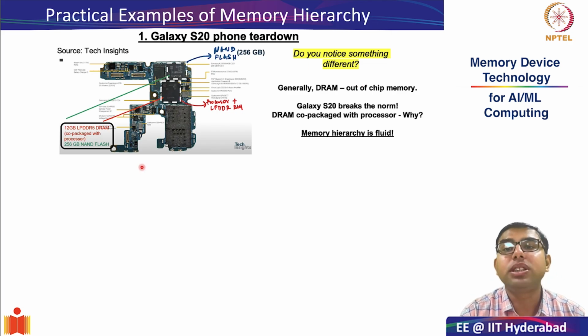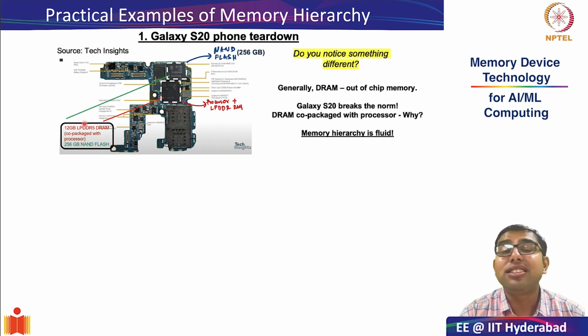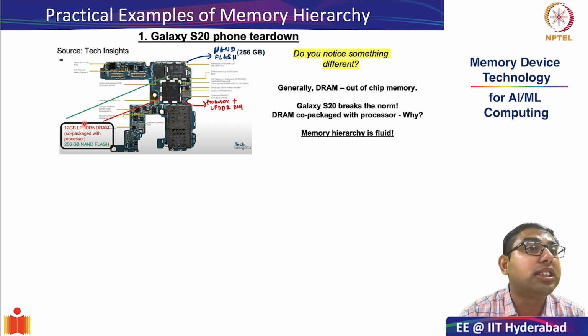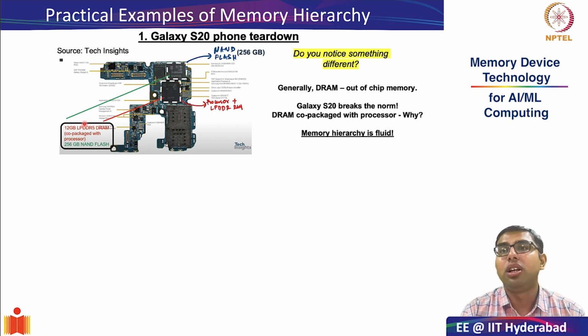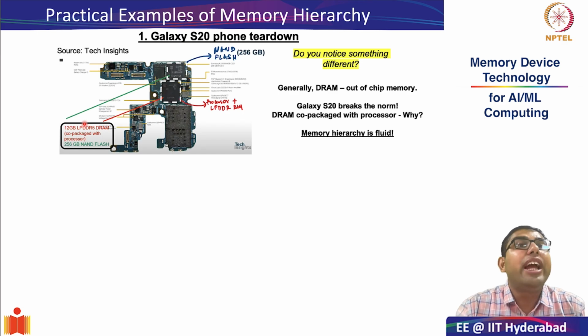However, your Samsung Galaxy S20 breaks this paradigm by co-packaging your main memory, which is your DRAM, with the processor. And how is it done? This is done through this very interesting concept of heterogeneous integration. When we look closely in DDR or DRAM technology, later on in our course, we will cover what heterogeneous integration is. Heterogeneous integration essentially is the technology of integrating two chips made from completely different foundries into the same die.